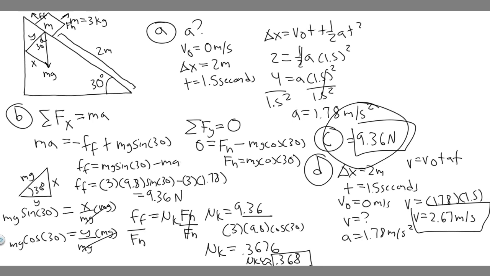But this is C, this is B, this is A. I didn't box it. This is A, and then this is D. So these are all your answers.